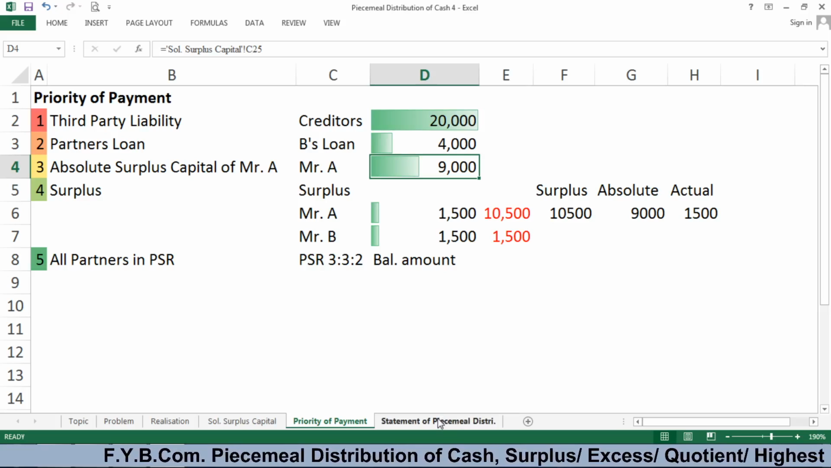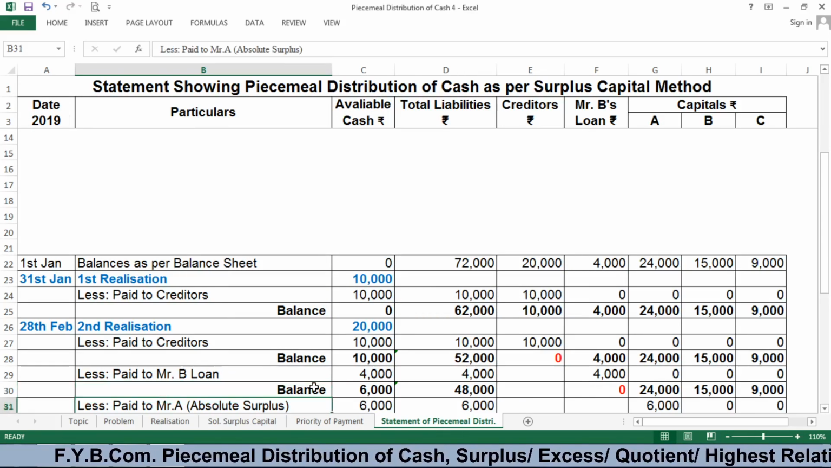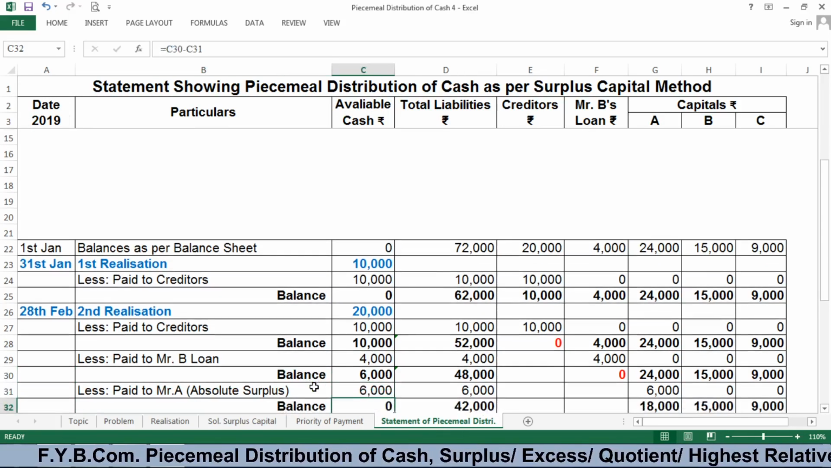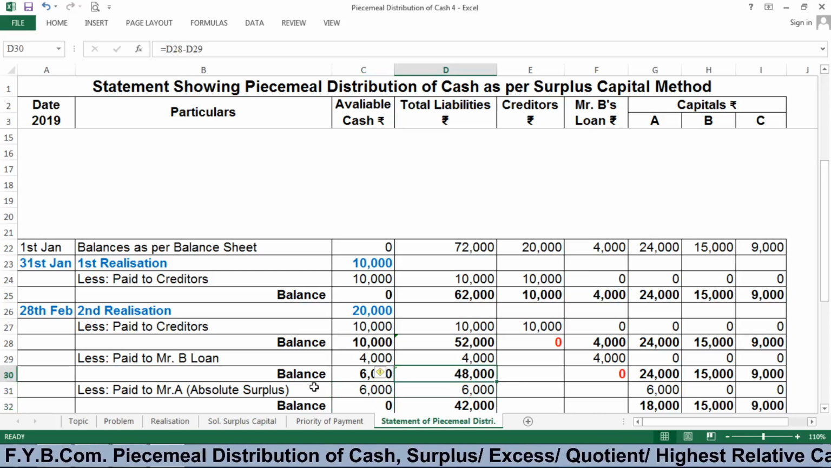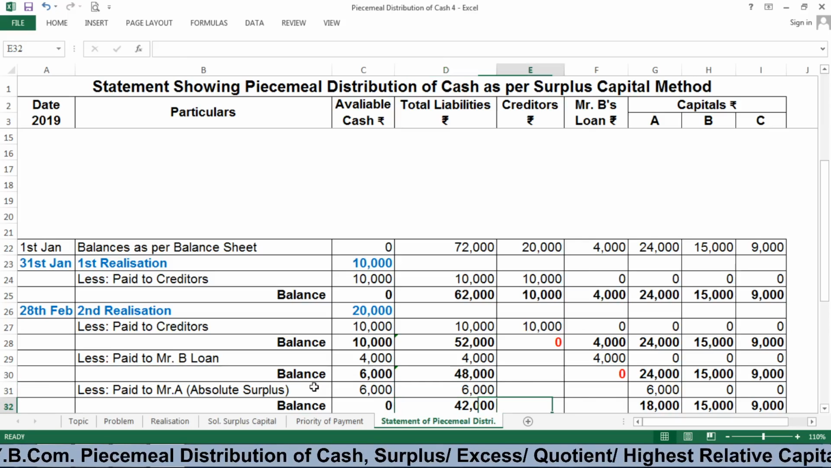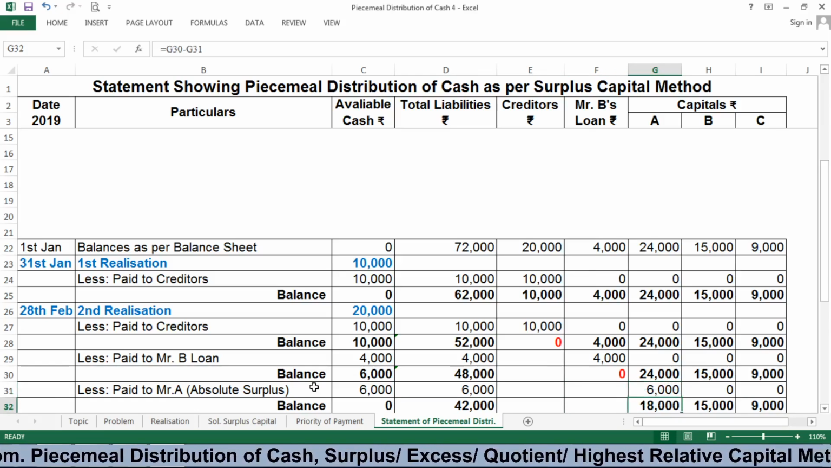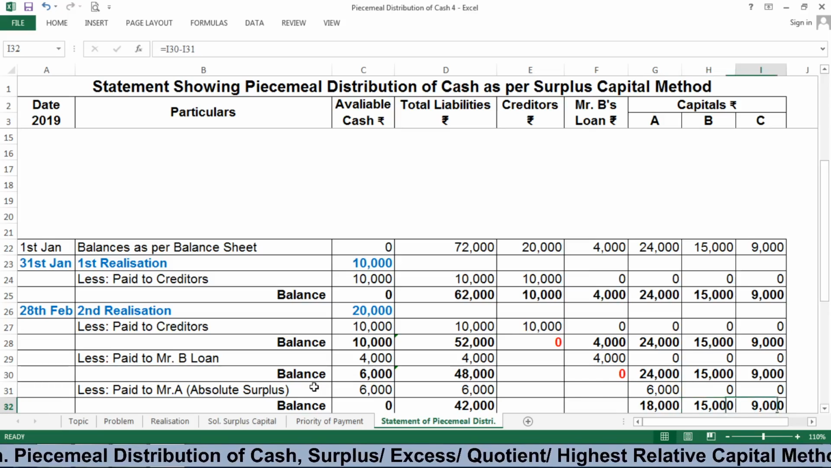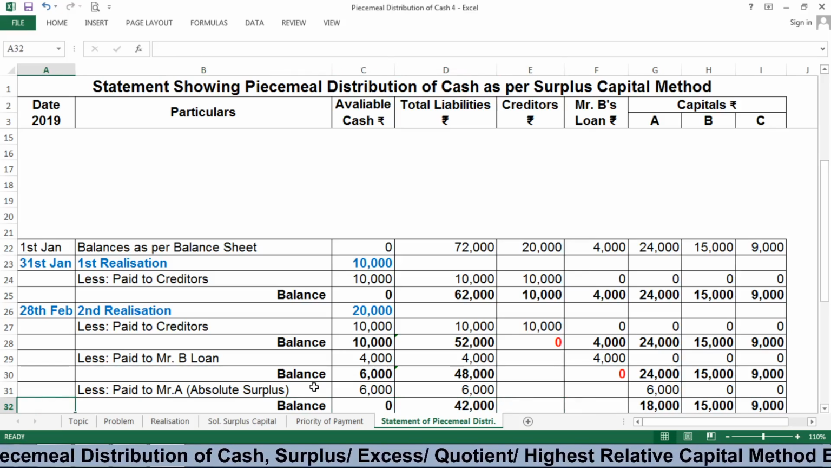So we will pay only 6,000, and in the next step we will pay its 3,000 balance. So here let's pay Mr. A's absolute surplus, that is 6,000. It will be reduced by 6,000, balance will be 0. Total liability was 48,000. We paid 6,000. Now we have 42,000, and we are going to pay rupees 6,000 to Mr. A. So his balance will be 6,000. And other balances of capital, that is B and C, are 15,000 and 9,000. So here we have a balance of 0.